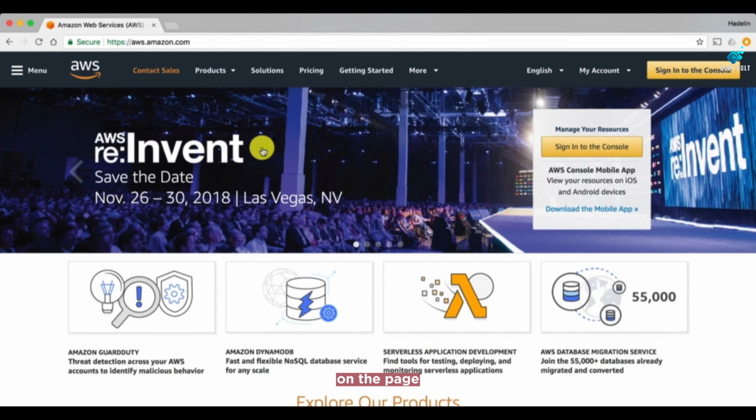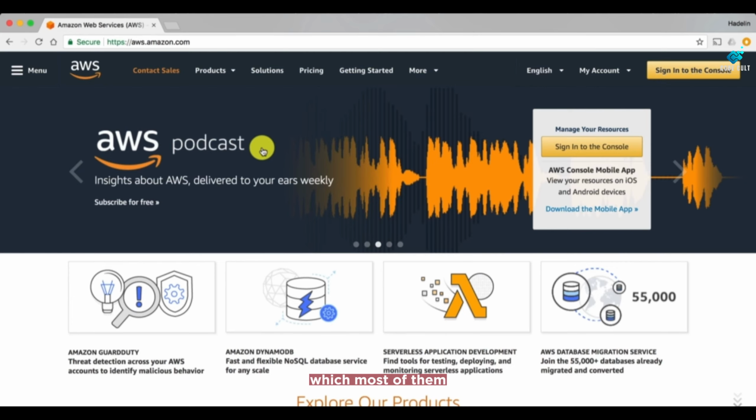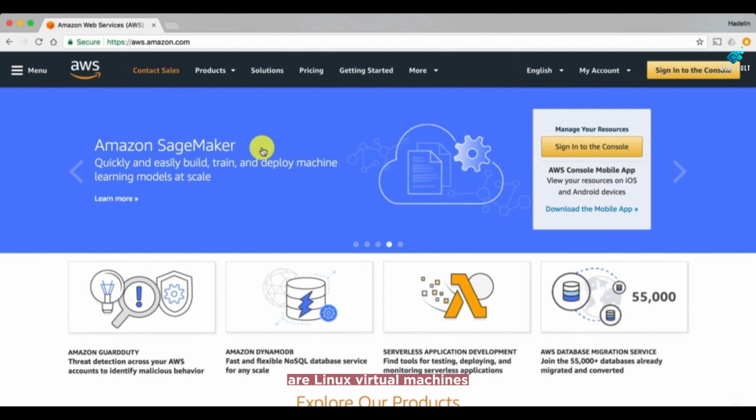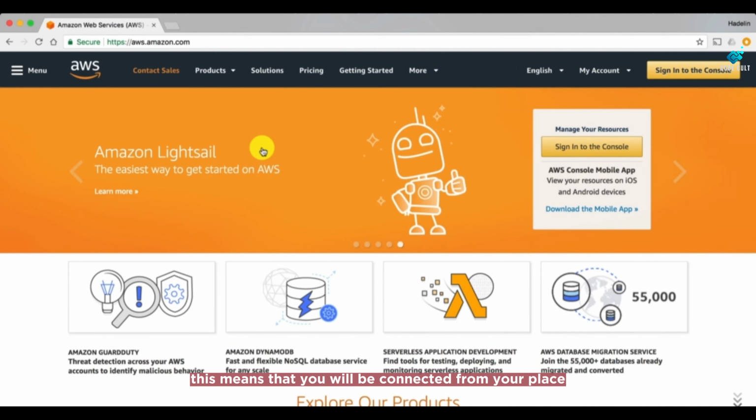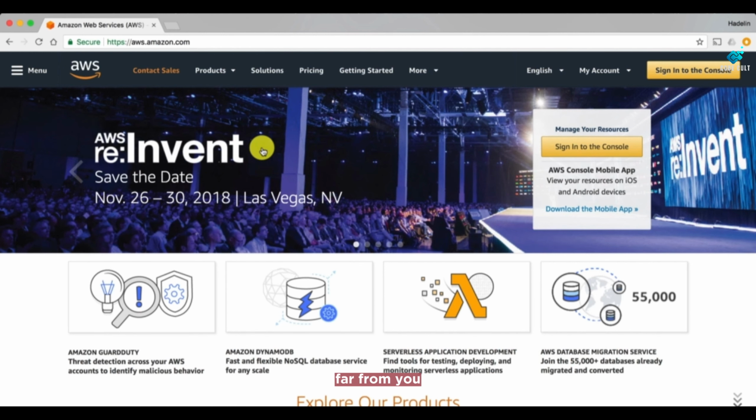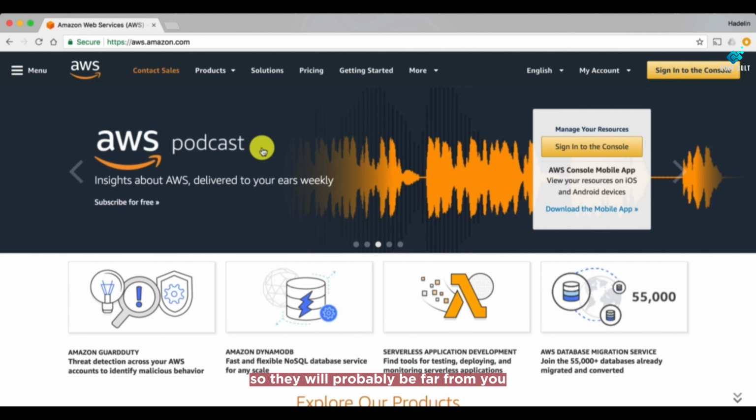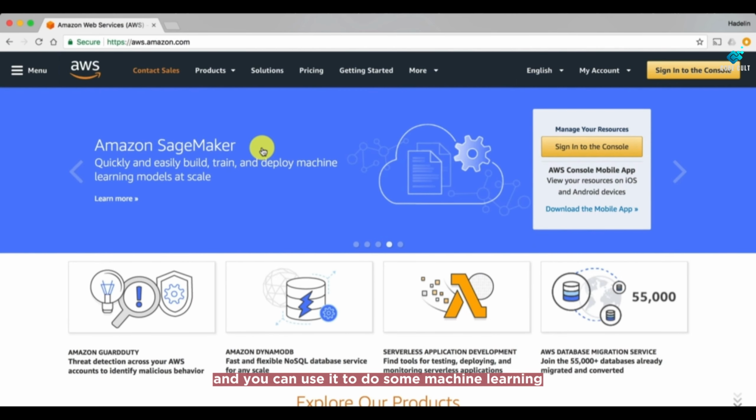Here you are on the page from which you can get access to the virtual machines inside Amazon's, and we call them actually the EC2 instances, which most of them are Linux virtual machines. So what exactly does this mean? This means that you will be connected from your place to some powerful virtual machines far from you. They can be in one state of the United States or in some other states. So they will probably be far from you, but it's as if you had this computer in front of you and you can use it to do some machine learning.